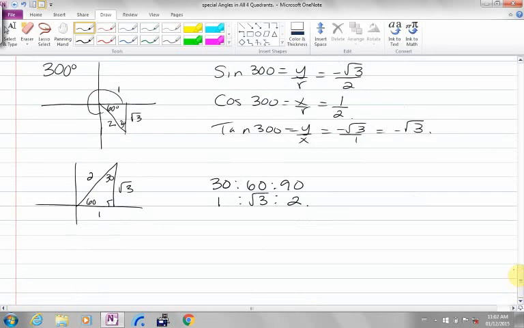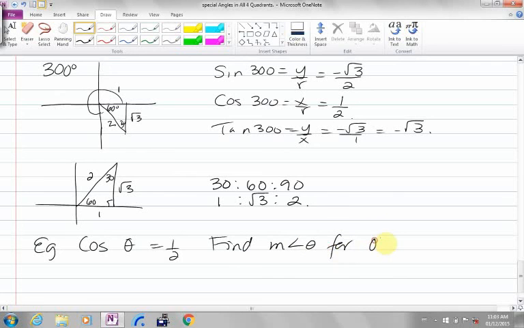All right, here's a different kind of question where we're going to use the same thing. Let's say I tell you that the cosine of theta is 1 over 2. Find the measure of angle theta for theta being between 0 and 360 degrees. Again, I'm going to restrict the value of theta so that you're not doing this for infinity. We only have to find the angles between 0 and 360 degrees.